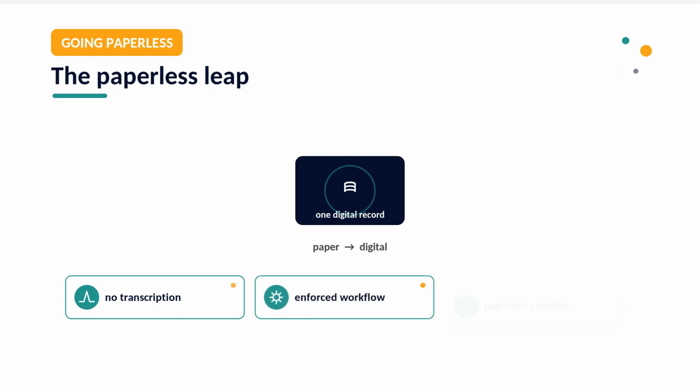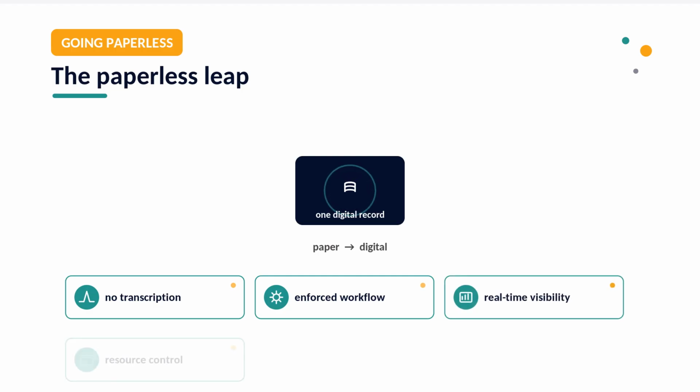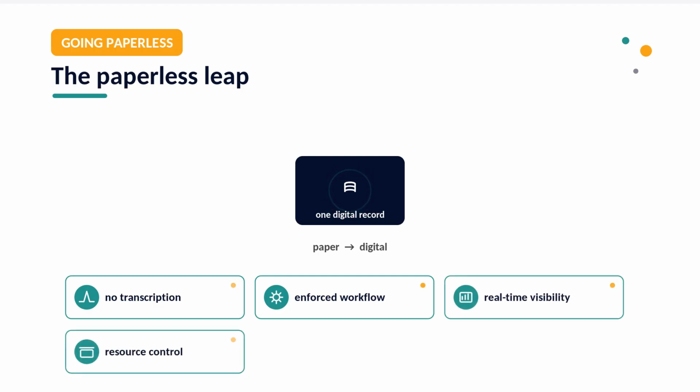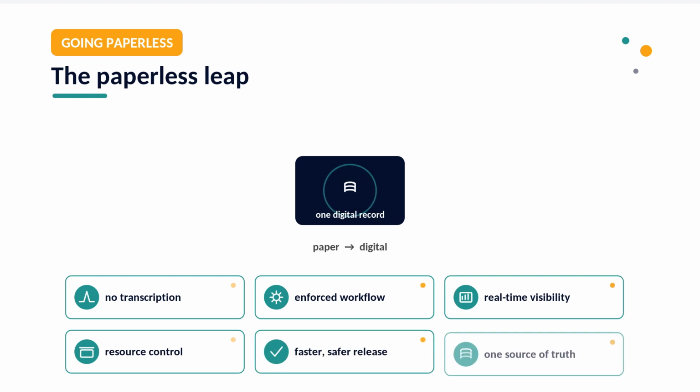Managers get real-time visibility. Backlog, status, turnaround, decisions made on data, not guesswork. Reagents, standards, and instrument time are managed and forecast centrally, and batch release is faster and safer, with automated checks against specification. Digitalization doesn't just replace paper, it redesigns how the lab uses its people, time, and materials.